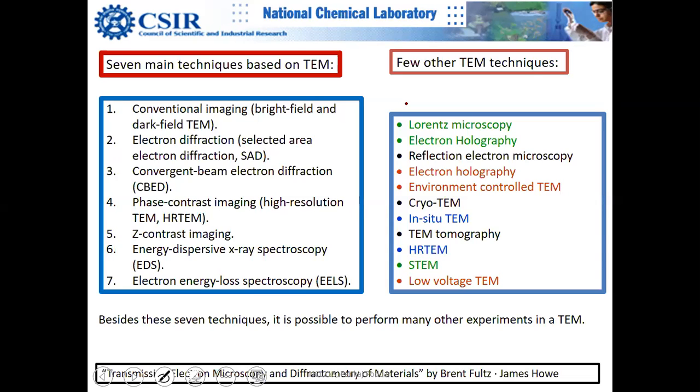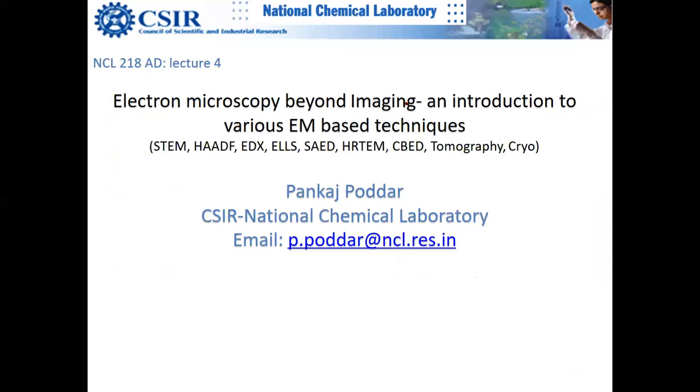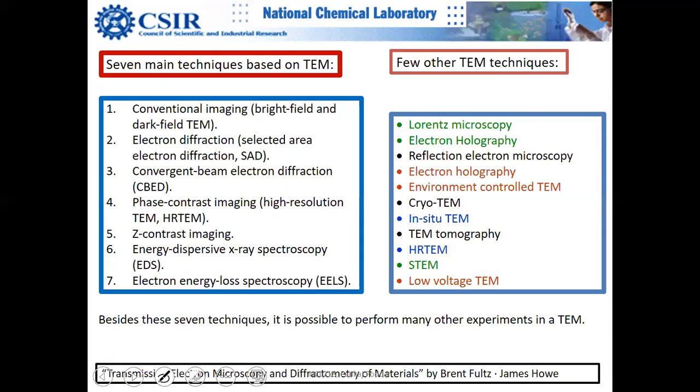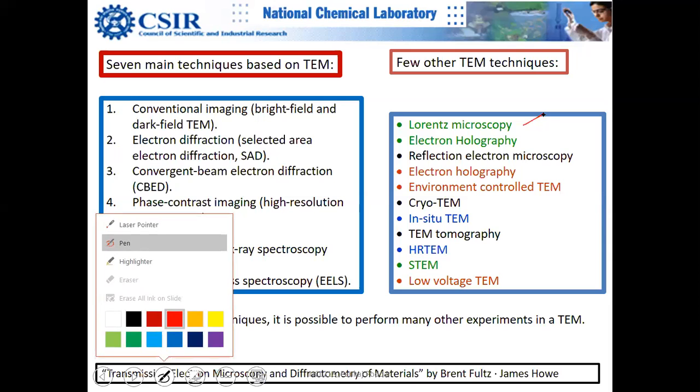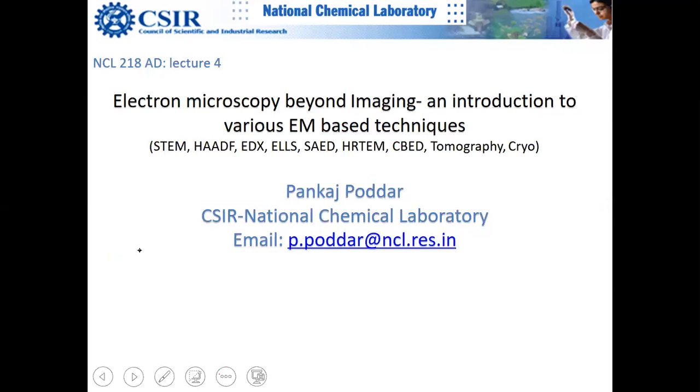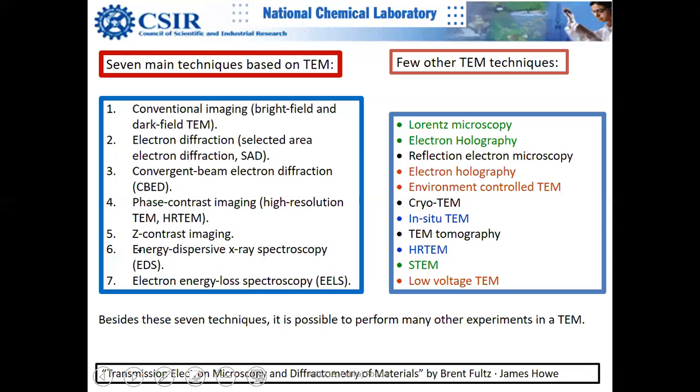Okay, a few other techniques are Lorentz microscopy. This is a very good technique for people who are looking at magnetic systems, actually for magnetic particles. And another is electron holography. Electron holography is very good for ferroelectric systems, and environmental control TEM.